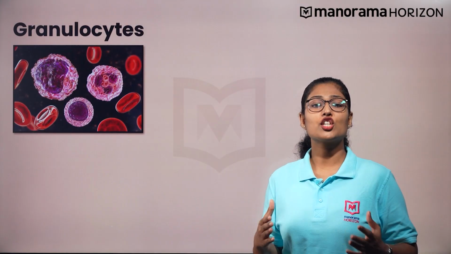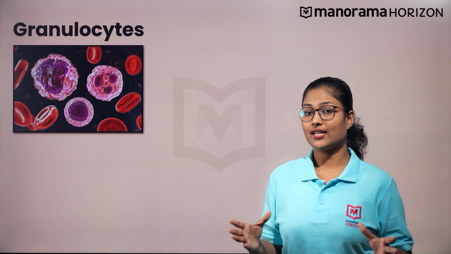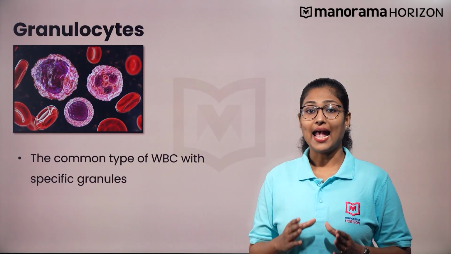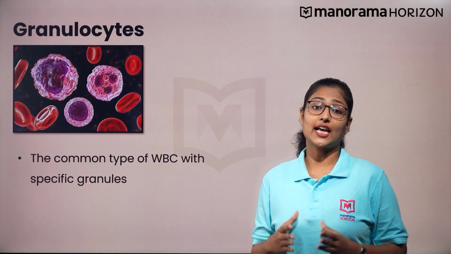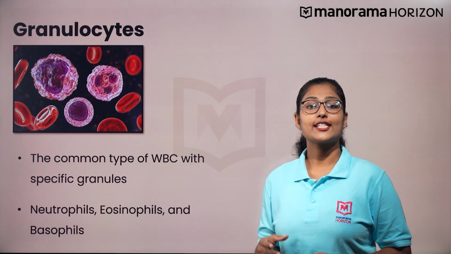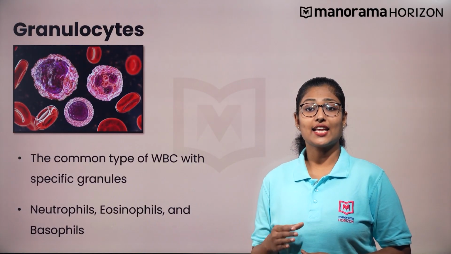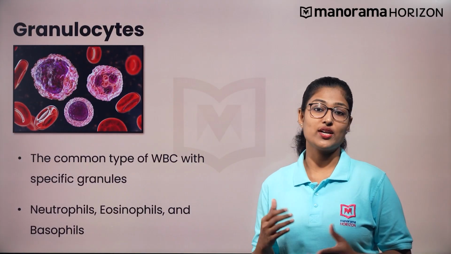Granulocytes are the most common type of white blood cells with specific granules. And there are also different types of them seen. They are neutrophils, eosinophils and basophils. Let us study each of them one by one now.